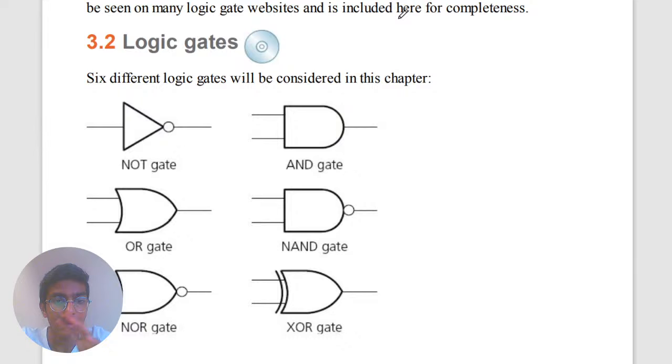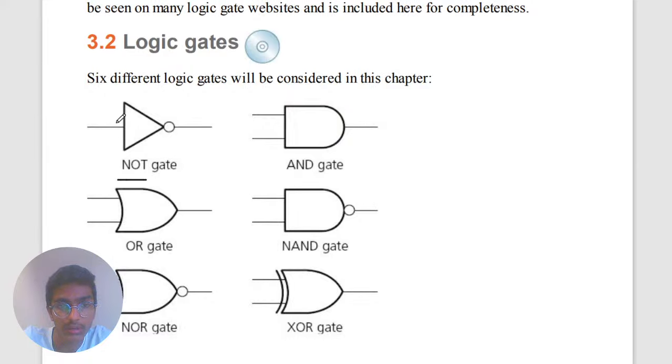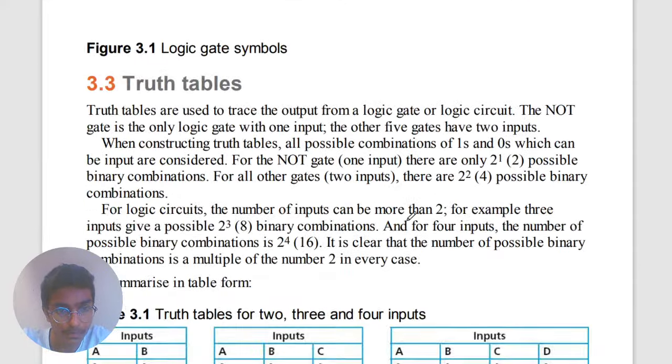Here are the 6 logic gates that you need to know, which will be asked in IGCSE. The first one is the NOT gate. The NOT gate is a triangle with a circle. Then the AND gate, the NAND gate, the OR gate, the NOR gate, and the XOR gate. These are the 6 gates that you need to know.